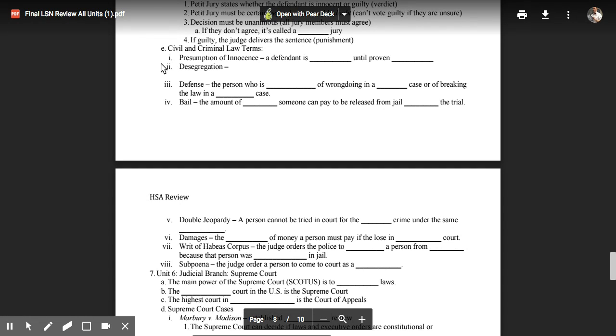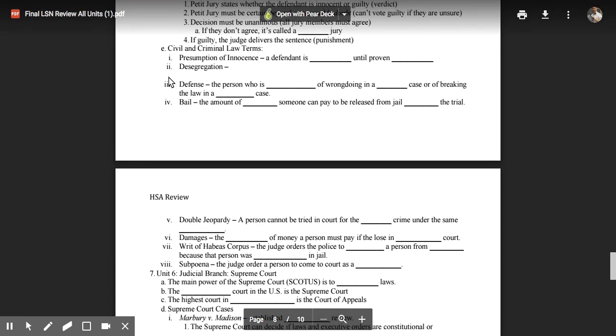Here are some different vocabulary terms that you might need to know. Presumption of innocence. That means a defendant is innocent until proven guilty. Desegregation. That means getting rid of segregation or forced separation between two different groups, usually race.